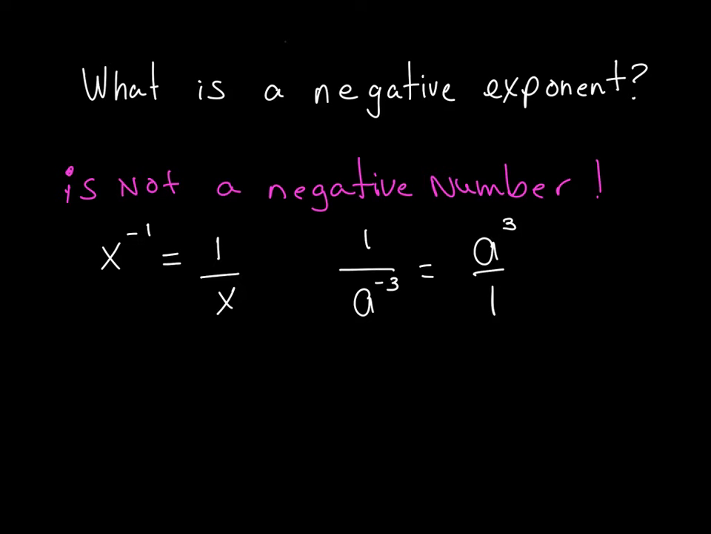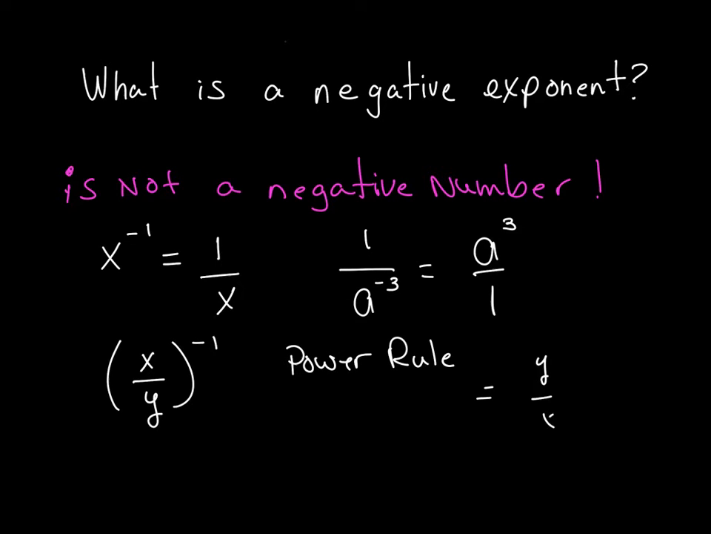Need to know with this, if you have an entire fraction, and we talk about this a lot, if it was x over y and it was negative 1, this would be a good example of the power rule. So you take the reciprocal of that entire fraction, so that would equal y over x, and all of that now would be to the first power.